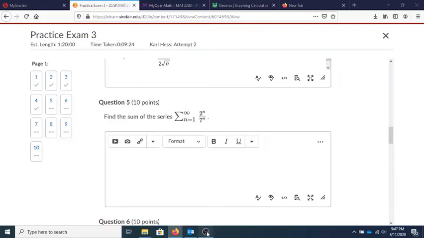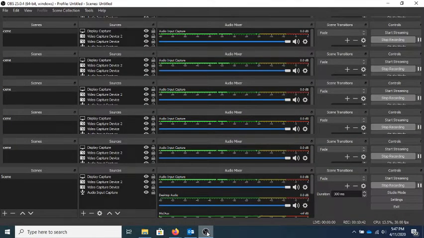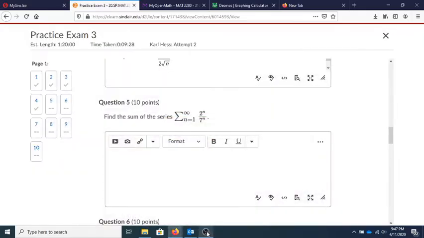Let's go on down here and make sure everything's recording properly. Yes, it is. Find the sum of the series. Alright, well, this is a geometric series. 2 to the n over 7 to the n is the same as 2/7 to the n. And that's an r value that's less than 1. So I can use my little formula.